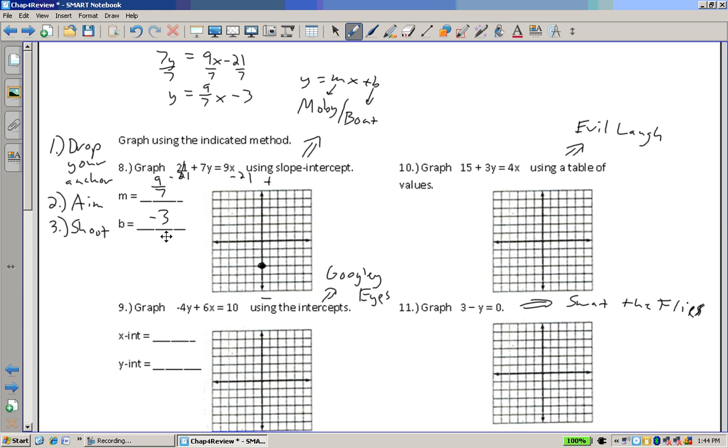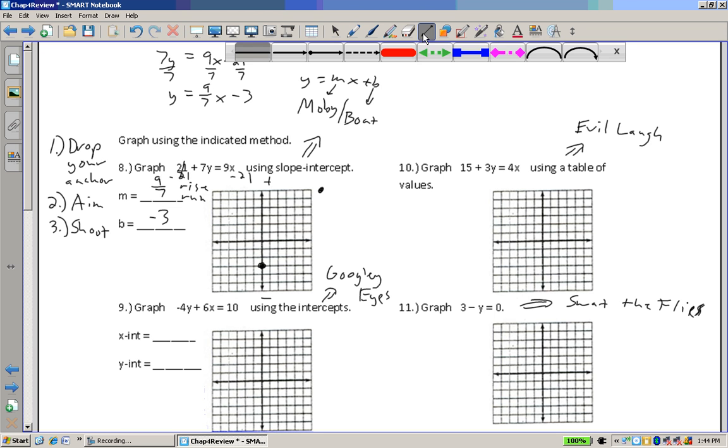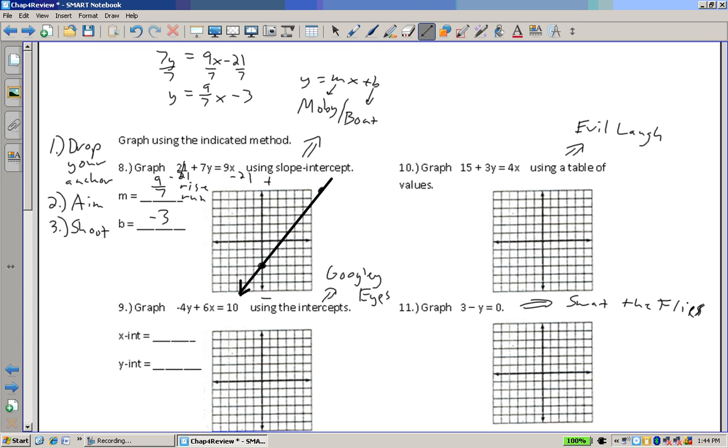Now once we've done that, we want to aim. Well, how do we aim? We rise and we run. Rise 9, run 7 from the boat. We're going to aim for the whale. 1, 2, 3, 4, 5, 6, 7, 8, 9. And run 1, 2, 3, 4, 5, 6, 7. And now we shoot. And of course we miss because we don't want to hurt the whale.